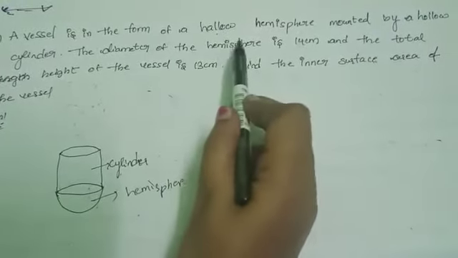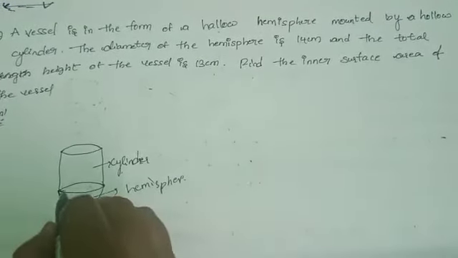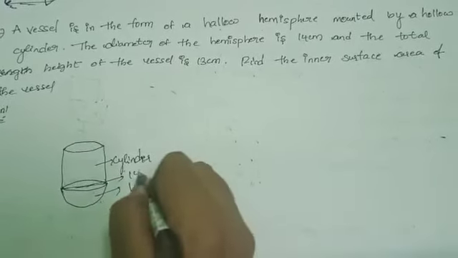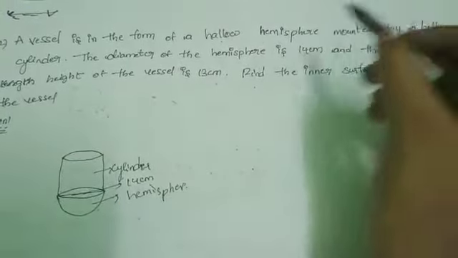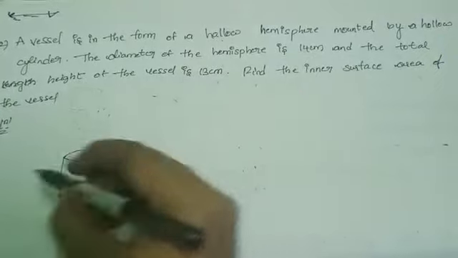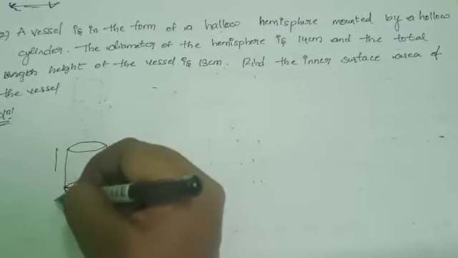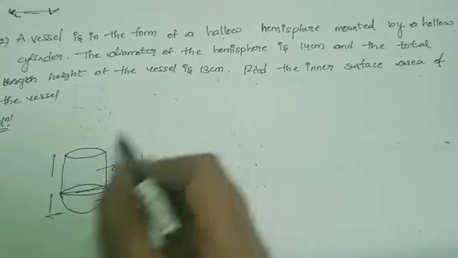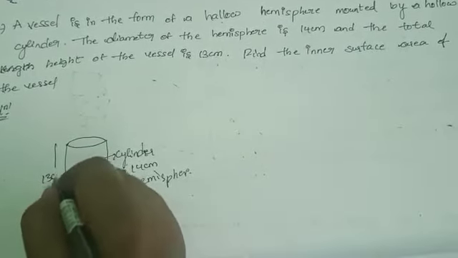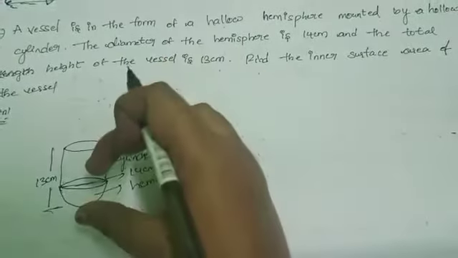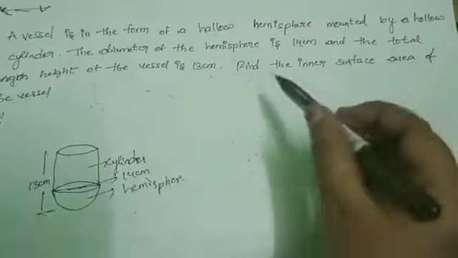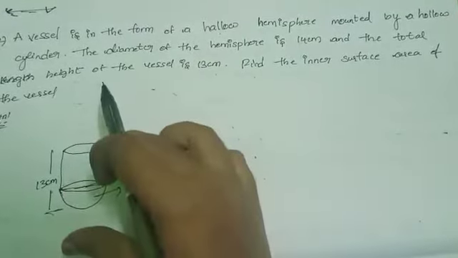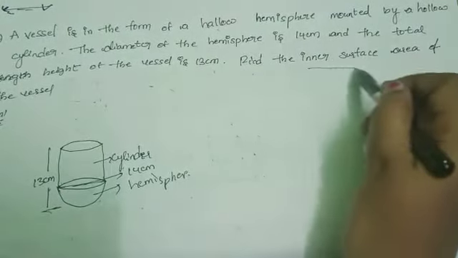The diameter of the hemisphere. Here given diameter of the hemisphere is 14 centimeters and total height of the vessel. Total height, how much? 13 centimeter. It means height of the cylinder and the height of the hemisphere. Find the inner surface area of vessel. Here we have to find the inner surface area.